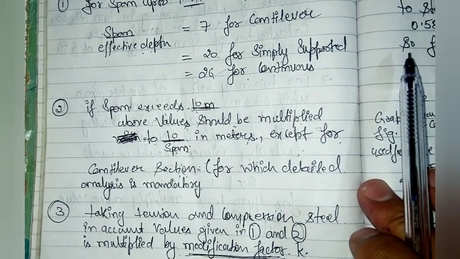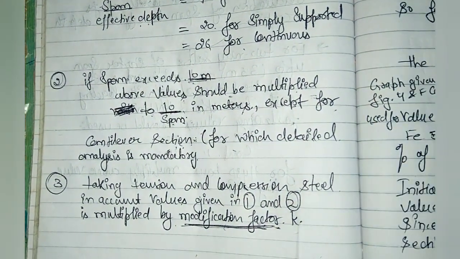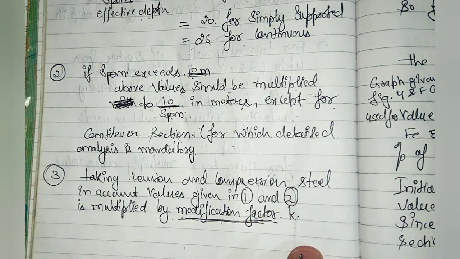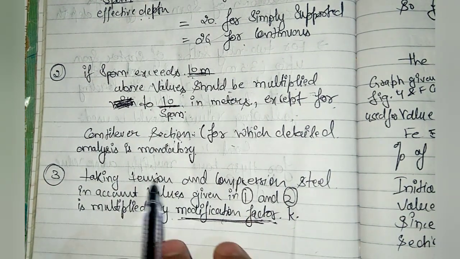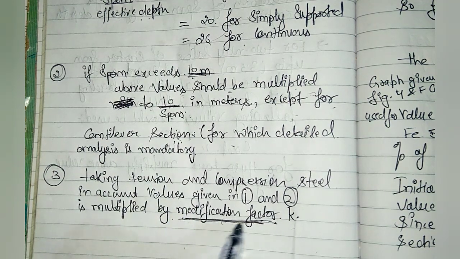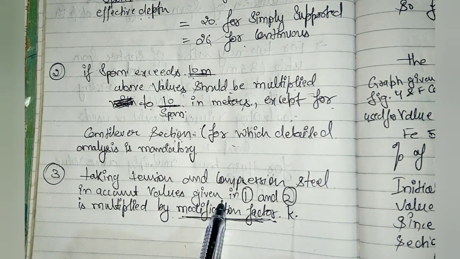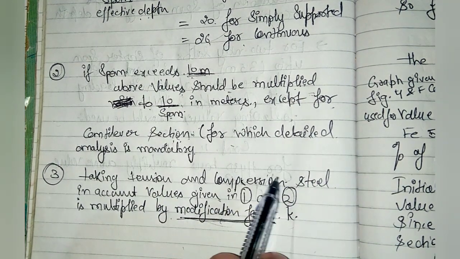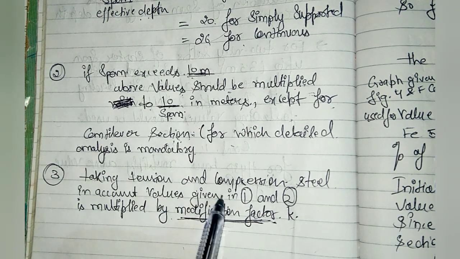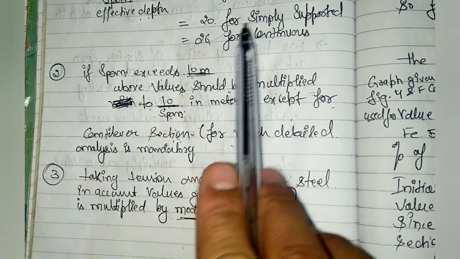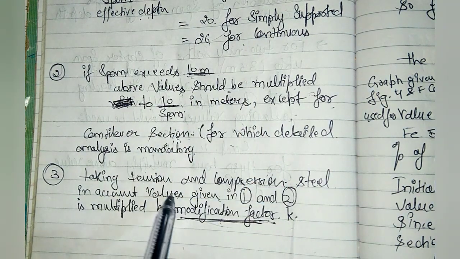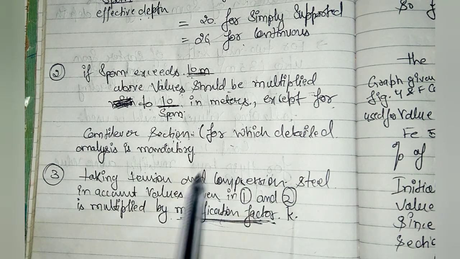Another thing that we need to take into account while checking for deflection is a factor called the modification factor, taking your tension and compression steel into account. So the values mentioned above should be multiplied by this factor, which is called the modification factor.